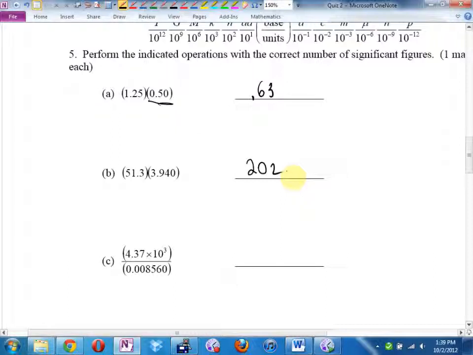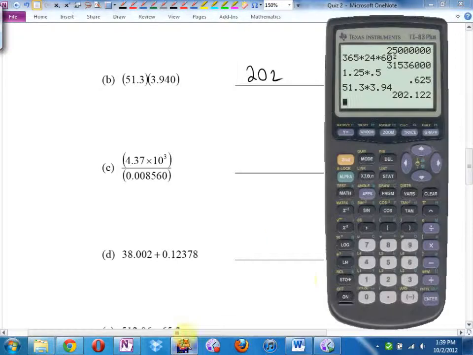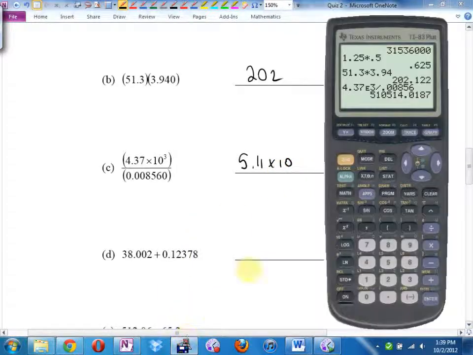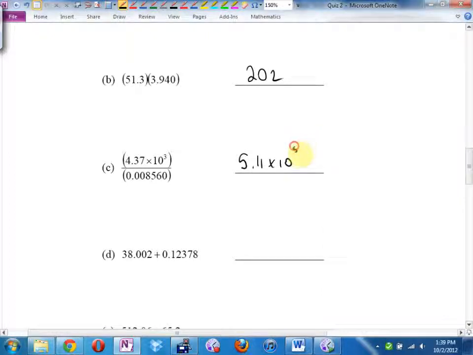Division, same rule as multiplication. 4.37, scientific notation button 3, divided by 0.00856. I don't need to put the 0. I get that. How many sig figs? This is to 4 sig figs. This is to 3 sig figs. I'm going to go to 3 sig figs. 5.11 times 10 to the 5.